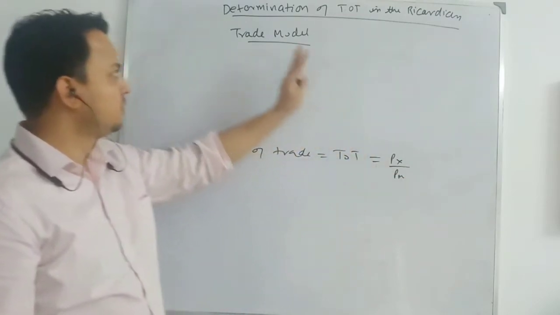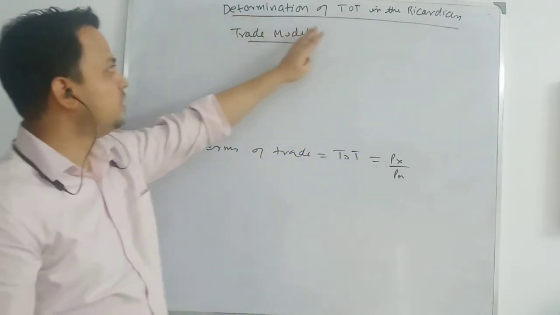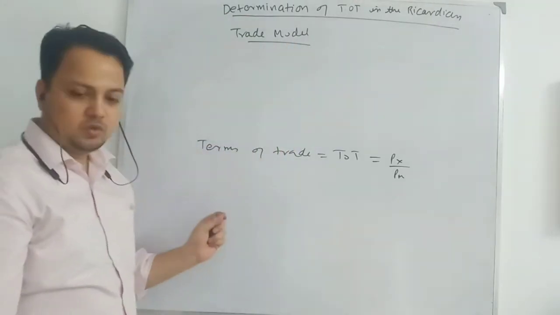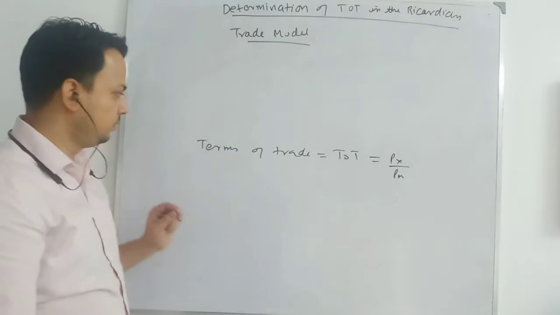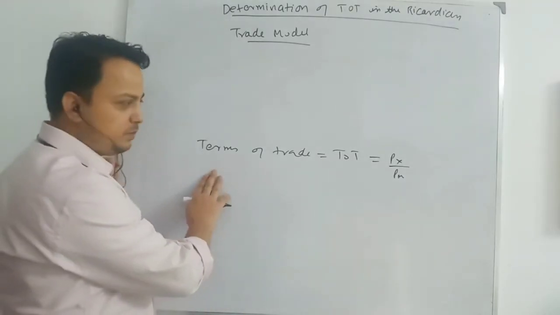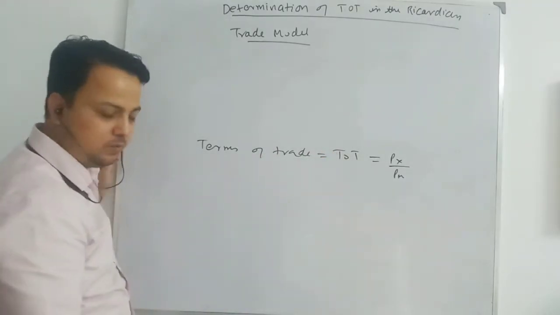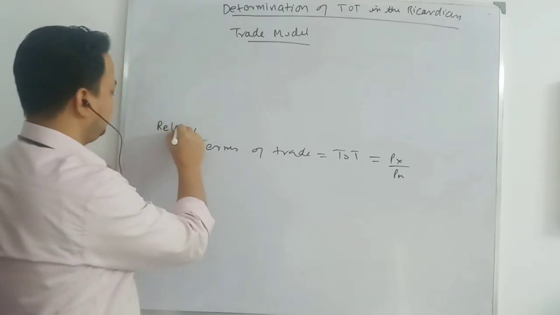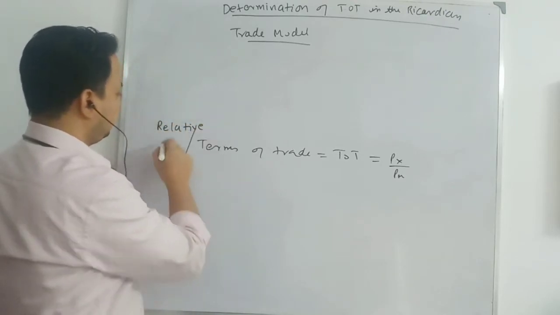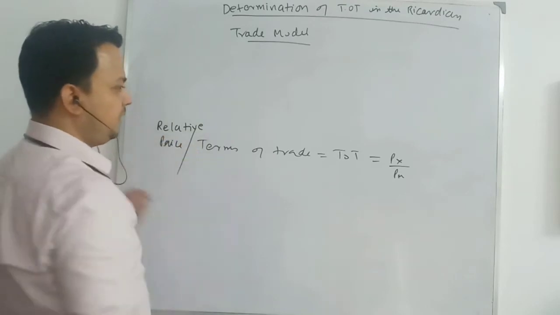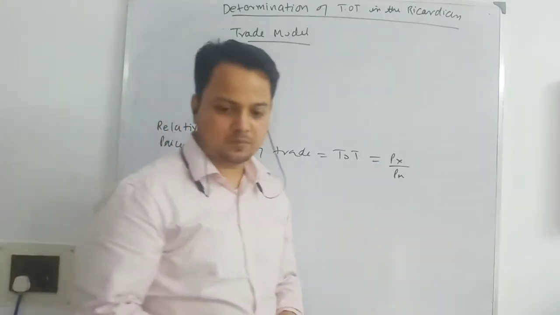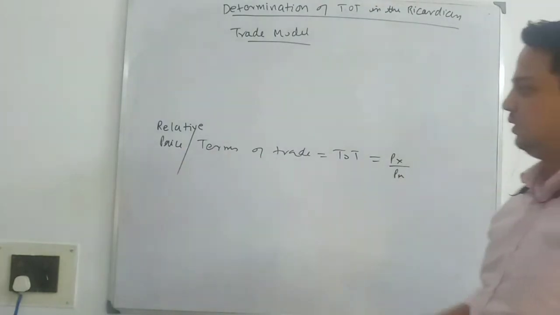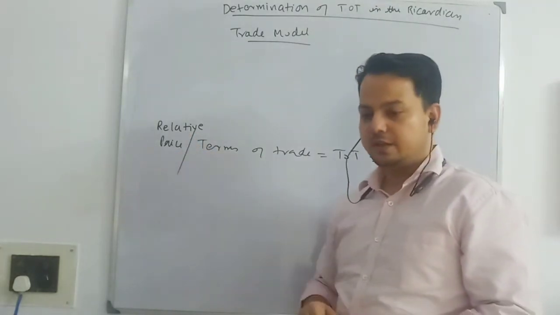Today we are going to do determination of terms of trade in the Ricardian trade model, and we are going to look at small and large country case also. Terms of trade is basically price of export over import. This is same as relative price, PX by PM, price of export over price of import. This is also known as relative price.